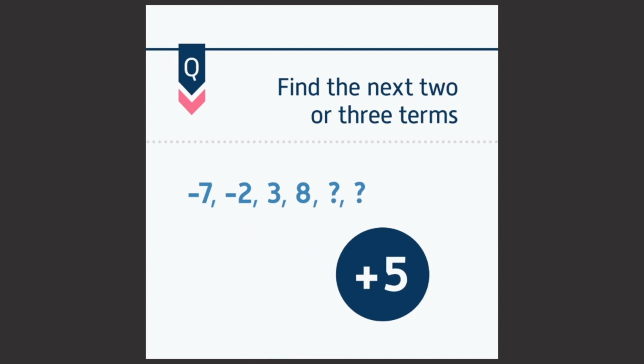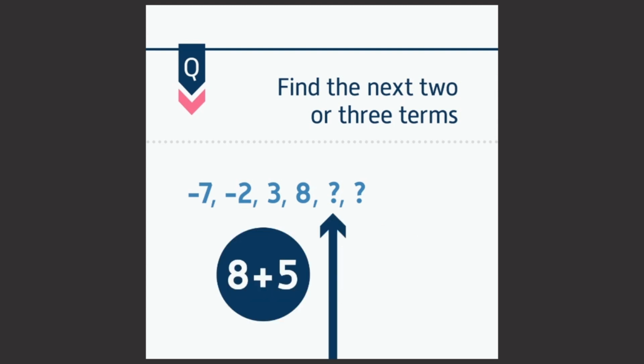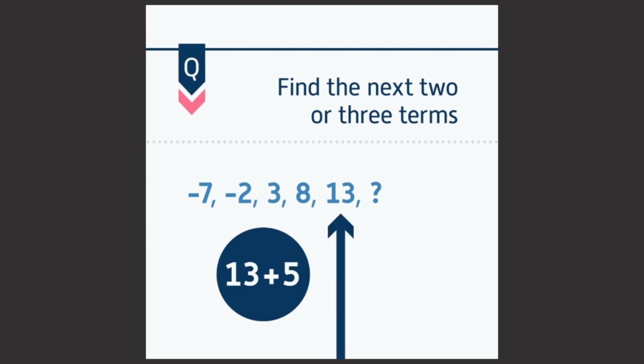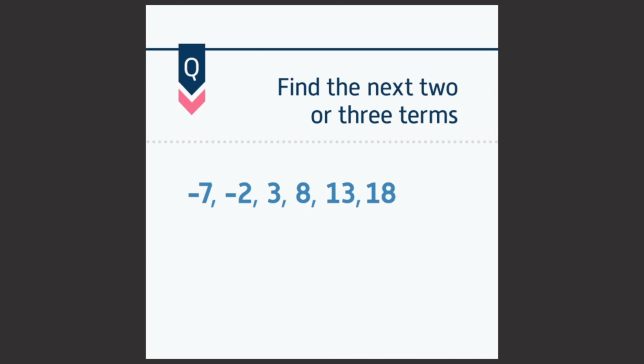So to find the next 2 terms, let's continue with that pattern. Term 5 is simply the previous term, term 4 plus 5. As term 4 was the number 8, adding 5 gives us 13. So if term 5 is 13, we must add another 5 onto 13 to get term 6. This gives us 18 for term 6.